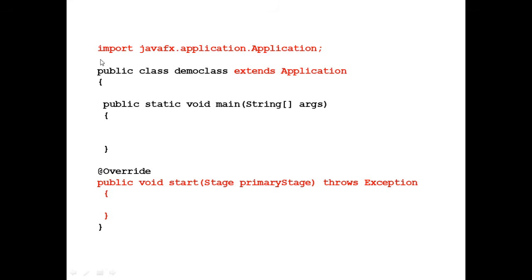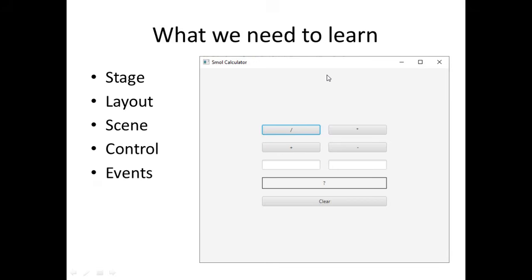So this is what I told you. We have to import JavaFX application.application, and we have to extend application in our class, and we have to override the start method in the application class. We need to understand the following concepts to build any basic JavaFX application. So we need to understand what is a stage, what is a layout, what is a scene, what are controls and events. We'll start with what is a control.